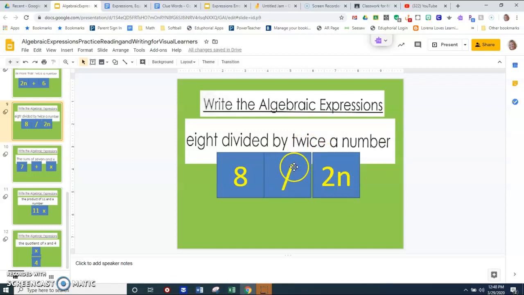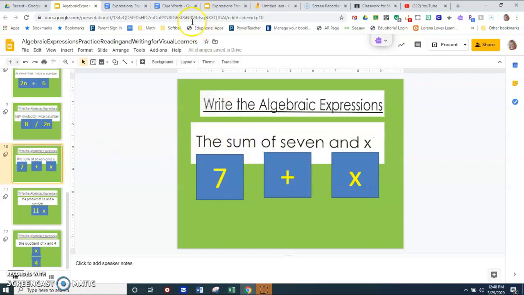Division, I can use that backslash to show division. And then I'm taking 8 and dividing it by this. So whatever follows the word by is what you're going to actually be dividing by. So that's going to be your second expression right there.